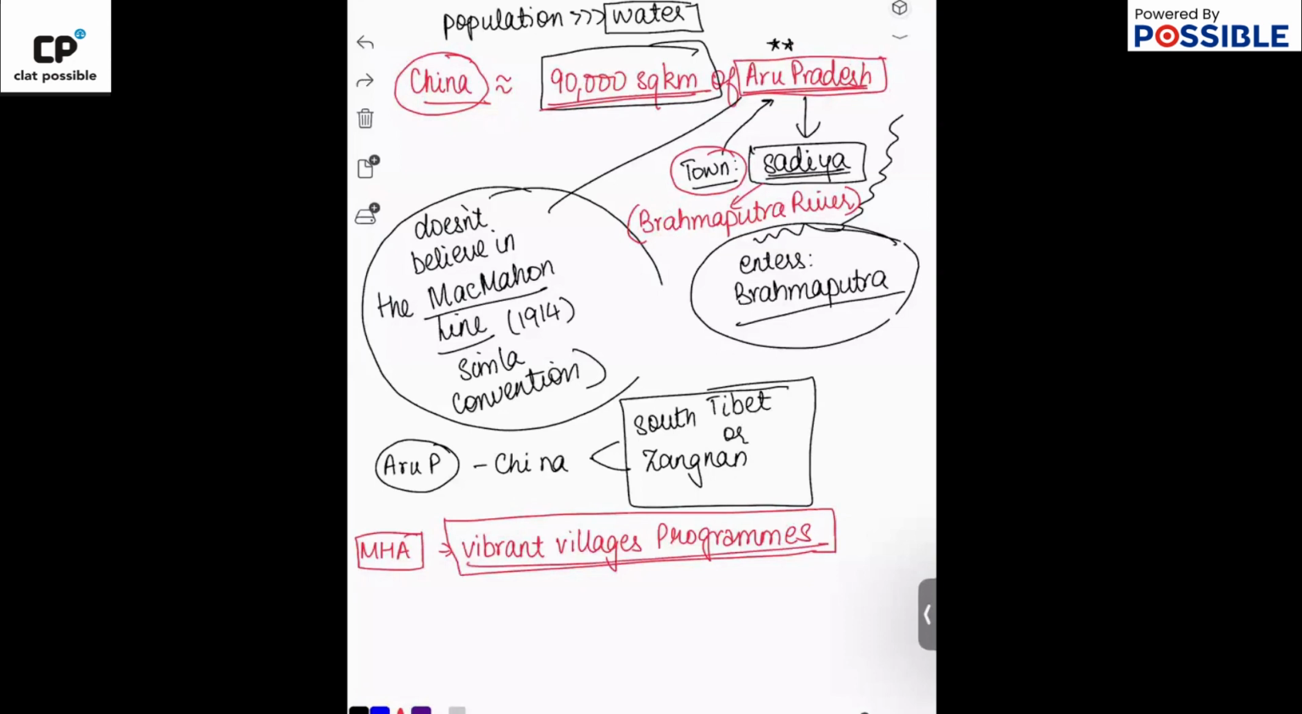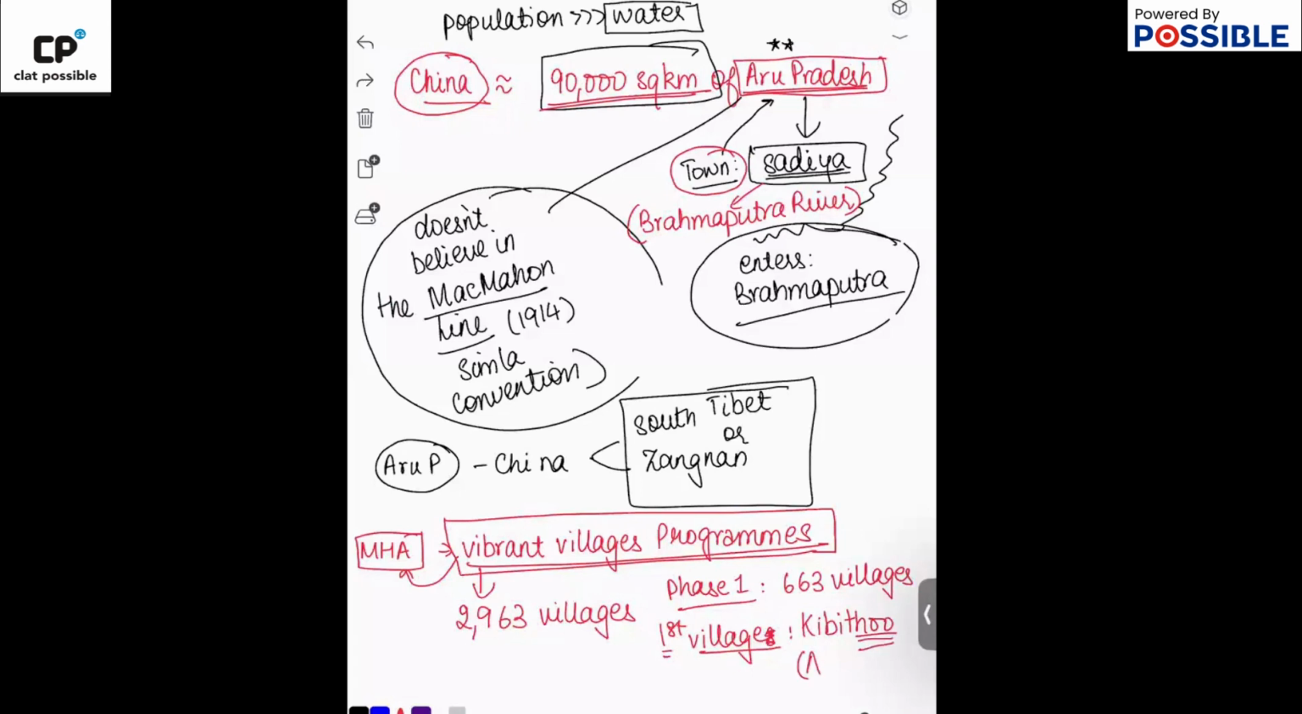So, Vibrant Villages Program, this has been introduced by the Ministry of Home Affairs, right? And what is this program all about? This is going to be for 2,963 villages. Yes. And phase 1 of this particular thing will be for 663 villages. The first village where this entire thing started off from in 2023 was this village called Ki-Bi-Thu. And this Ki-Bi-Thu village is based out of Arunachal Pradesh.